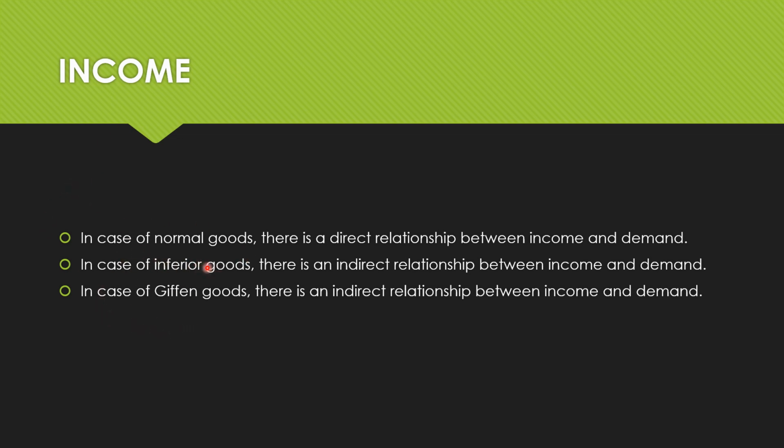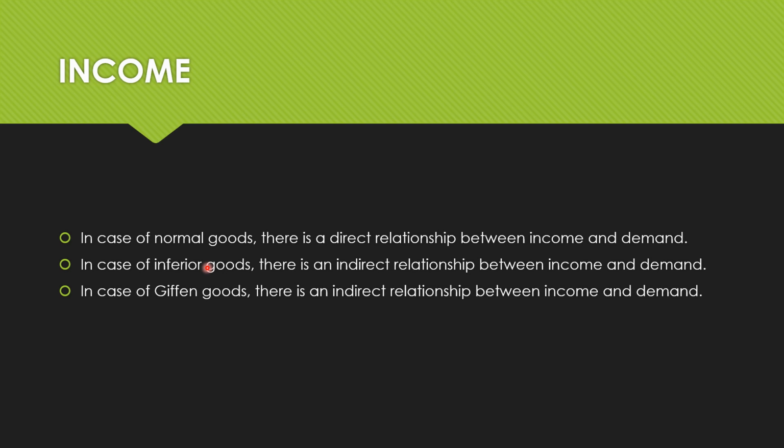In case of normal goods, there's a direct relationship between income and demand. This is easy to understand. Let's take the example of televisions here, demand of televisions. Now let's say my income was 10,000 and now my income is 60,000. So if previously I could afford one television, now I'm able to buy three televisions.